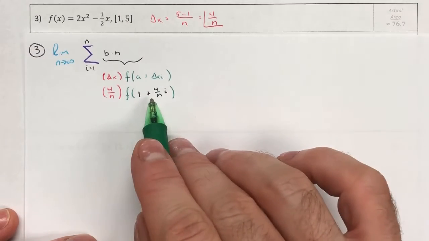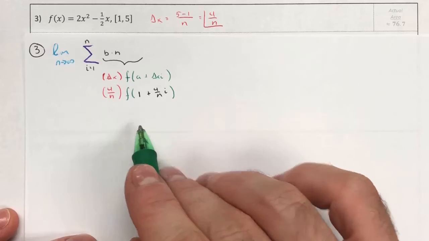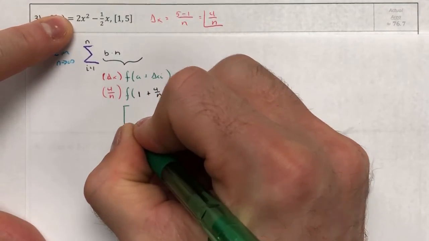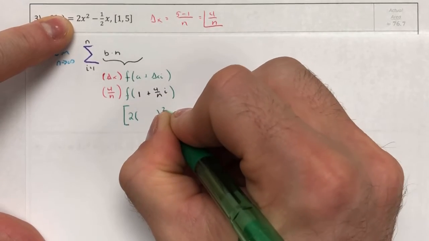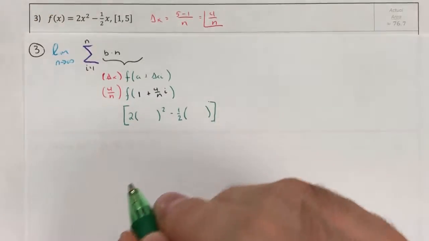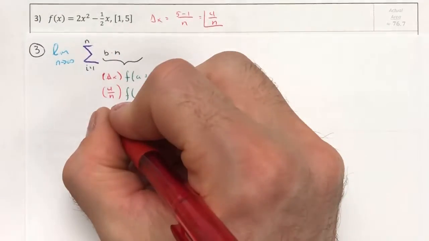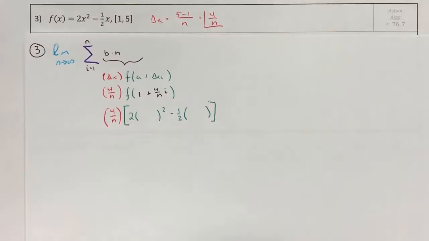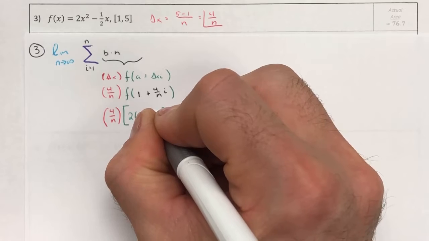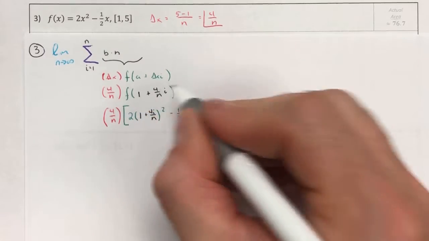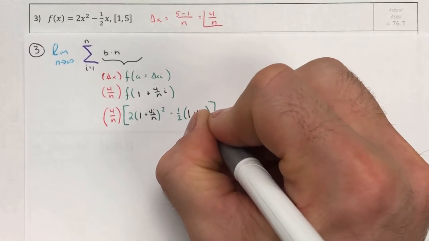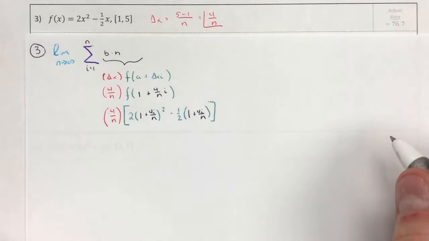I can't simplify this really any further, so I'm just going to go ahead and jump straight into this and say, okay, this is going to be 2 times that squared minus 1/2 times that. I'm plugging in a 1 plus 4i over n. I'm moving the i into the numerator just to write it a little more abbreviated. 4i over n. So we get that.